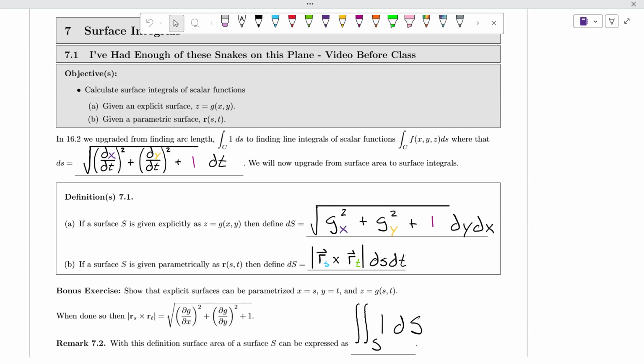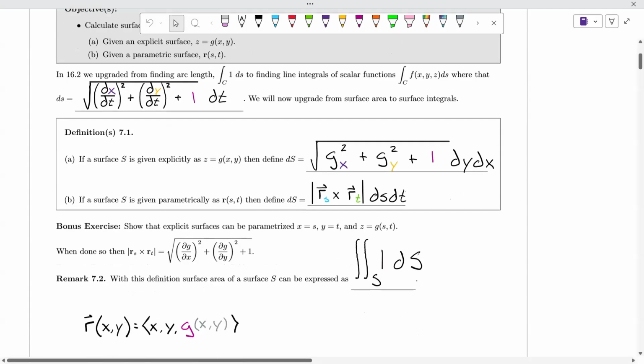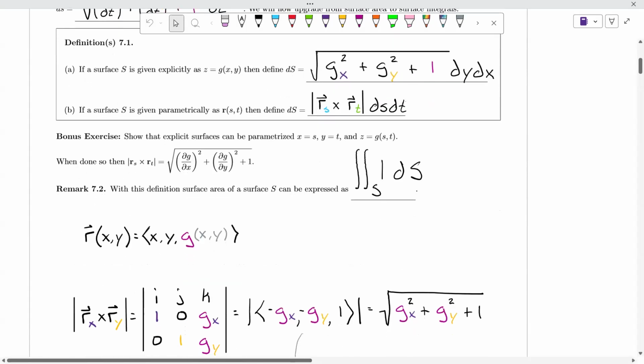Now, if that surface is given parametrically, we'll get that by taking the magnitude of the cross product of the two partial derivatives. So say we've got some parametric equation r of s and t. We can take its two partial derivatives and then get the magnitude of that thing. Magnitudes often contain square roots in them. So we'll notice that if we just do the parametric equation for an explicit function, z equals g of x and y, we get the same result.